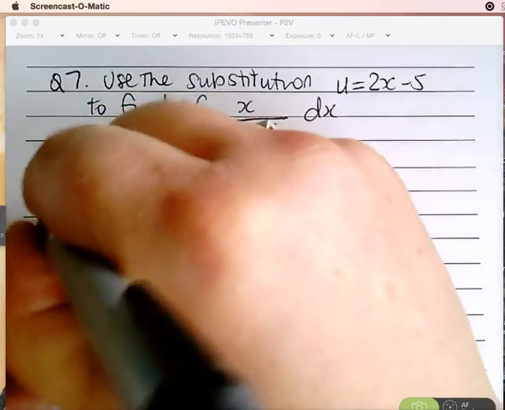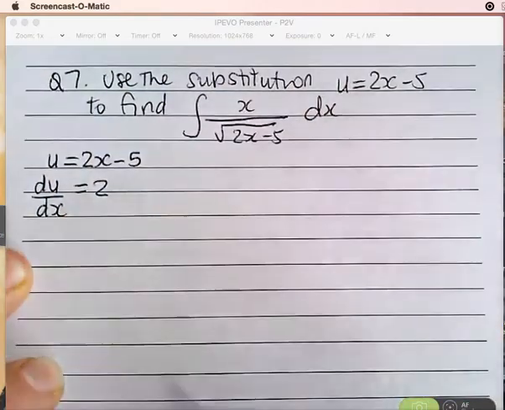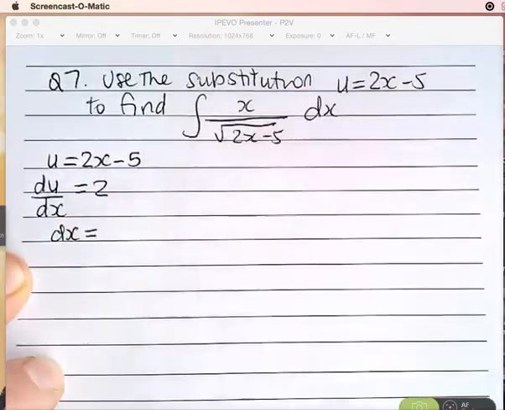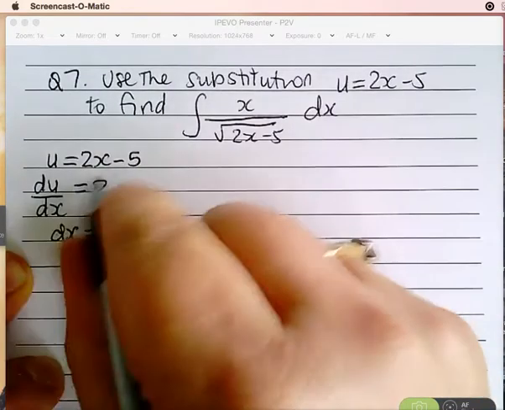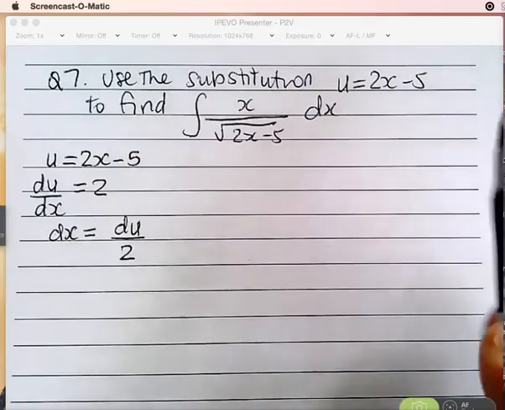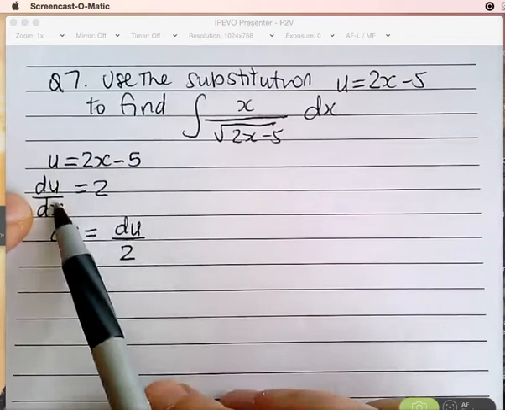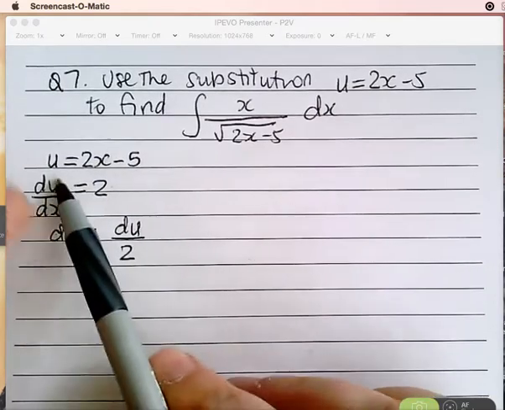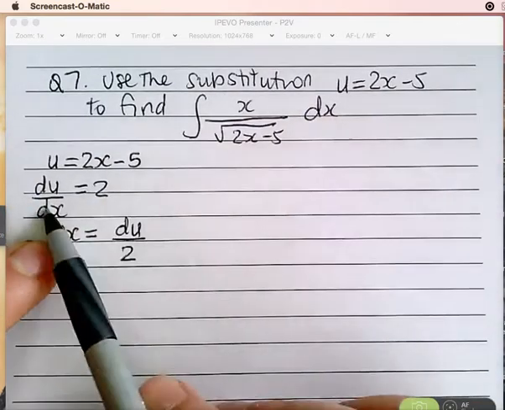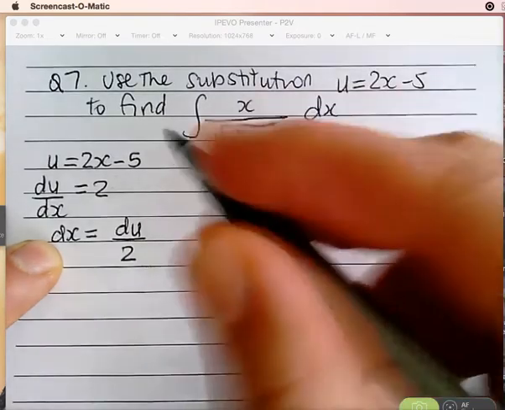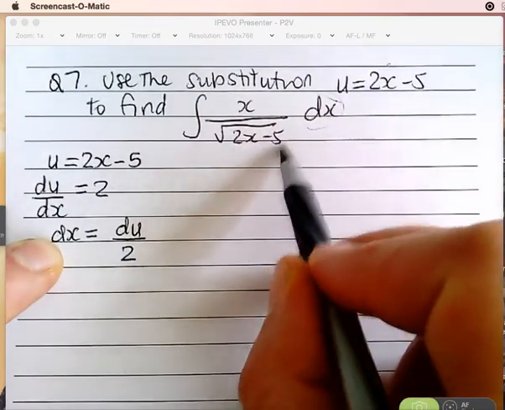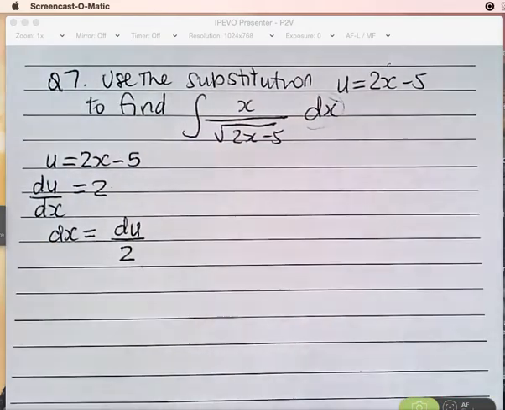What does du dx equal? 2. All right. So I would make dx the subject, and what's that equal to? Du over 2. So far, this is what we've got. So du dx is 2. I'm not going to make du the subject, like, I don't have a 2 dx to substitute. Dx, I'm going to swap these two, is du on 2. So I've got a substitution for the dx, that's done. I've got a substitution for the 2x minus 5, that's done. I need a substitution for the x now.